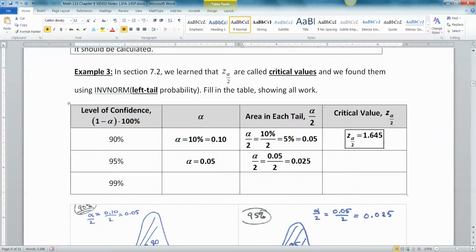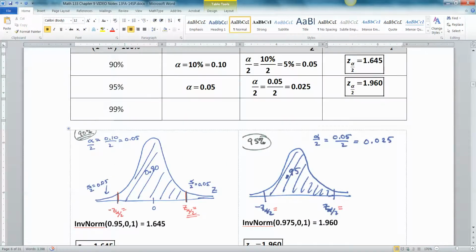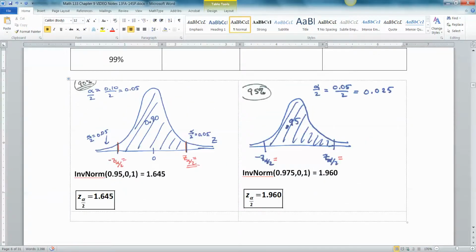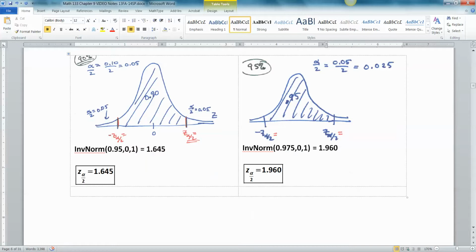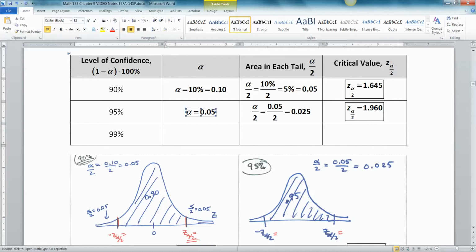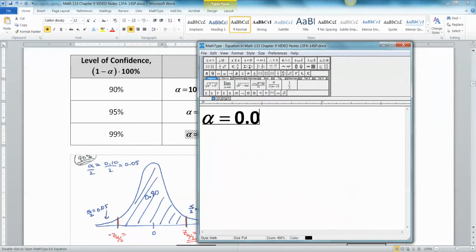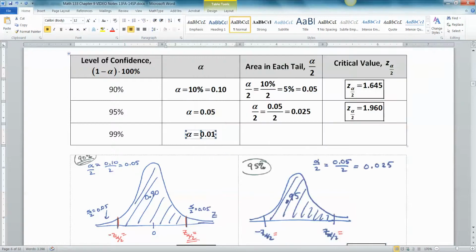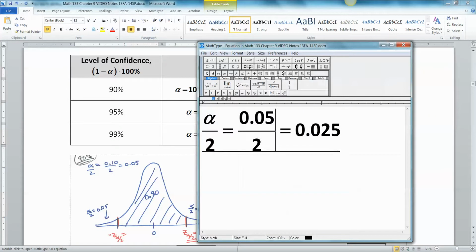All right, so there's that one. Then we have one more, which will be 99%, but I think you get the general idea. So let me pause this. Okay, so there's a picture of it. So you got 99 in the middle, so your alpha is 0.01. So then your alpha over 2 would be 0.01 divided by 2, which would be 0.005.